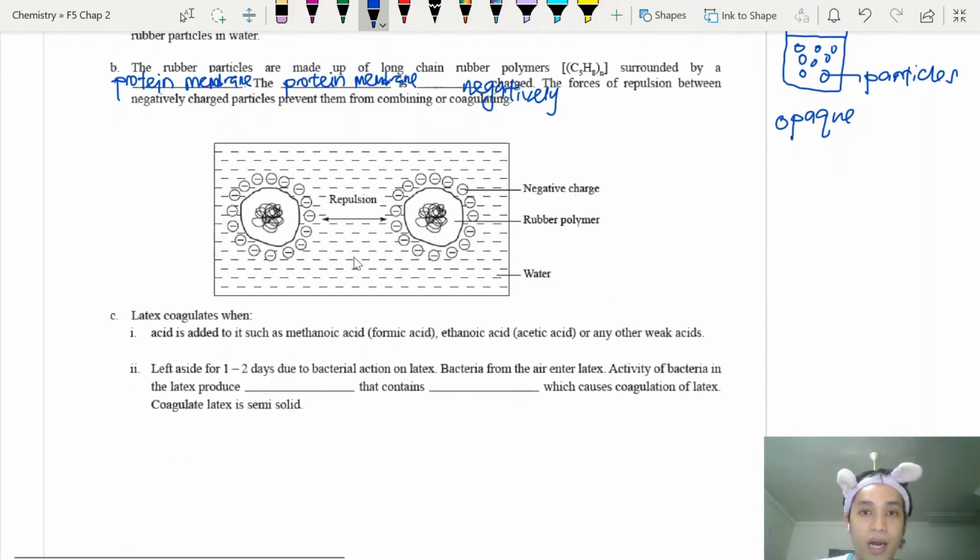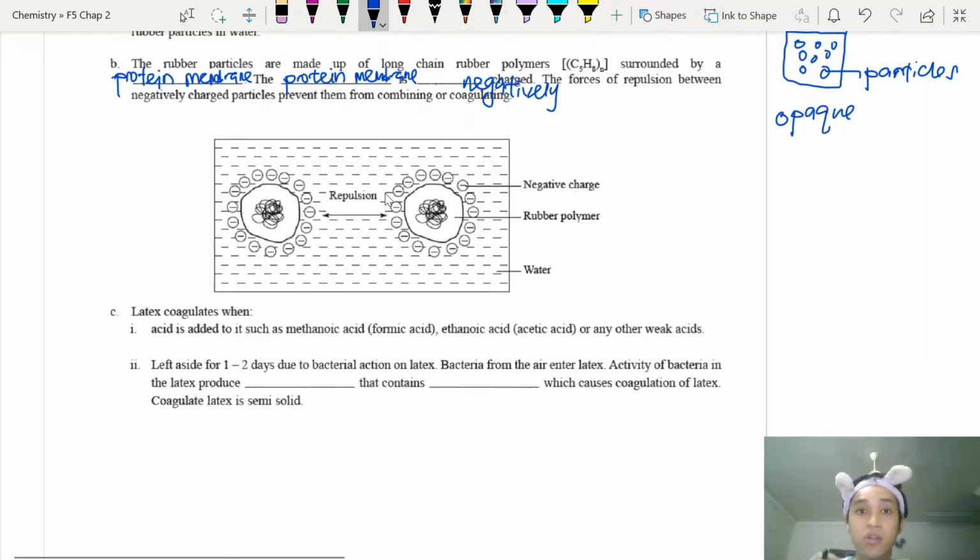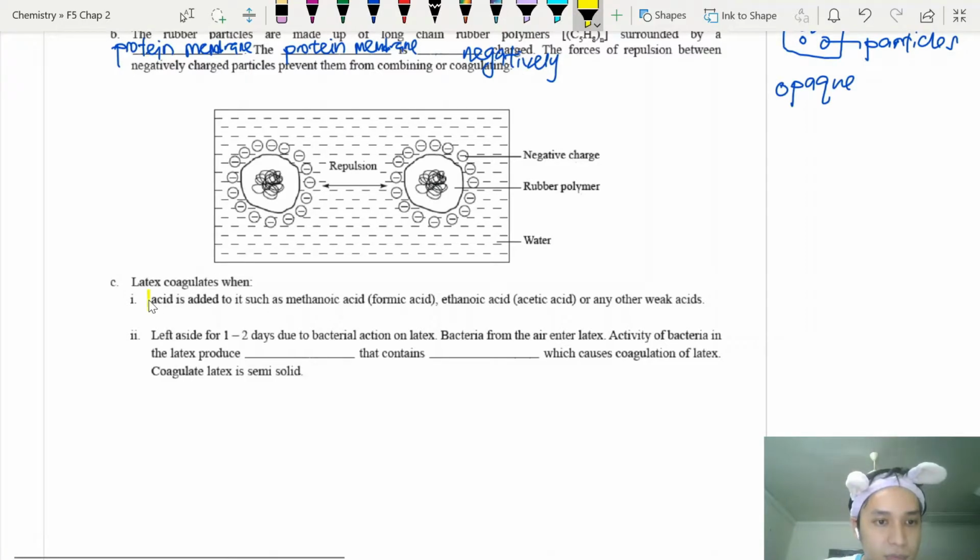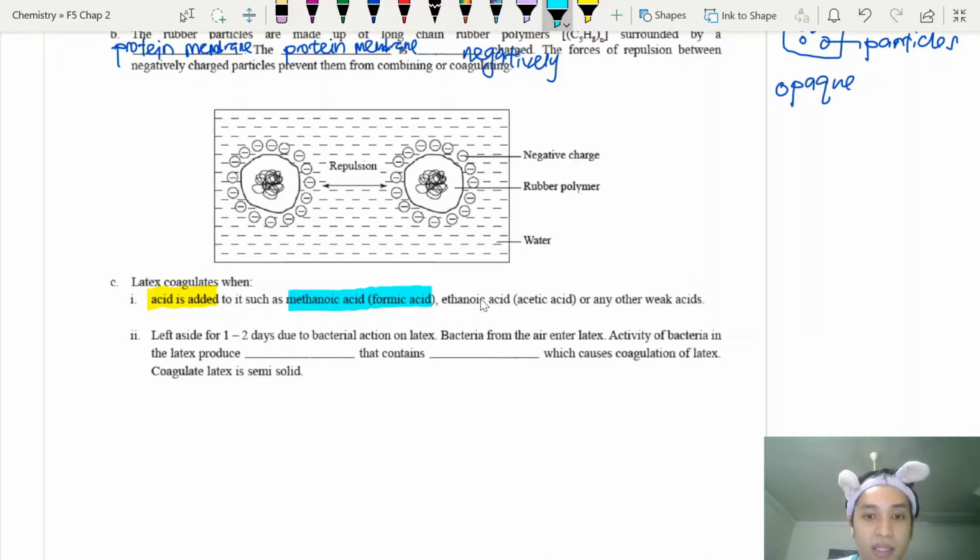So if I want to make the latex into a solid, meaning a solid rubber form, how do we do that? We need to neutralize the negative charge outside the rubber molecules. And how do we do that? When we add acid. So you need to remember this: to coagulate latex, you add acid. We are going to use weak acids: formic acid, ethanoic acid, or acetic acid. You need to know examples of the acid that you use to coagulate latex.